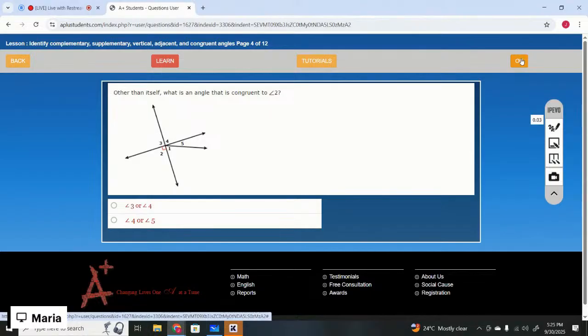Other than itself, what is the angle that is congruent to angle 2? So the one that is congruent to angle 2 is angle 4. Option number, angle 3 and angle 4, they are. Option number 1 is the correct option.